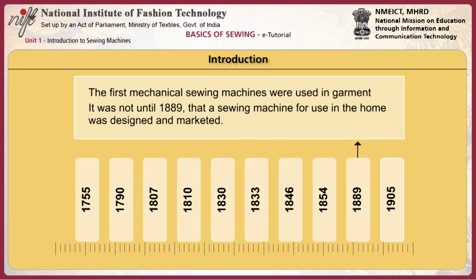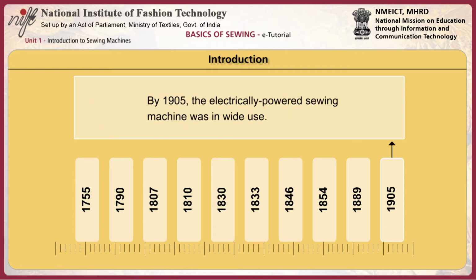The first mechanical sewing machines were used in garment factory production lines. It was not until 1889 that a sewing machine for use in the home was designed and marketed. By 1905, the electrically powered sewing machine was in wide use.